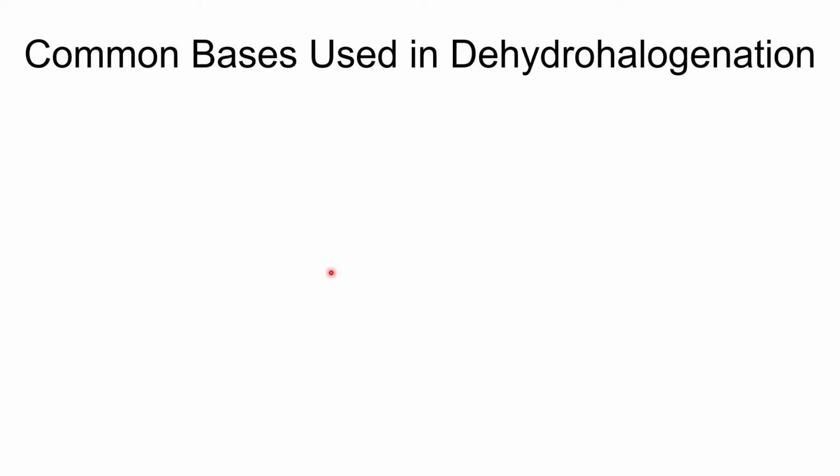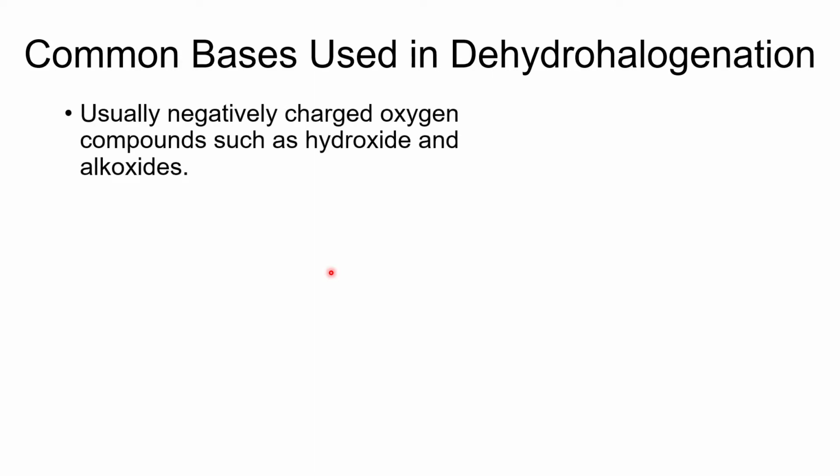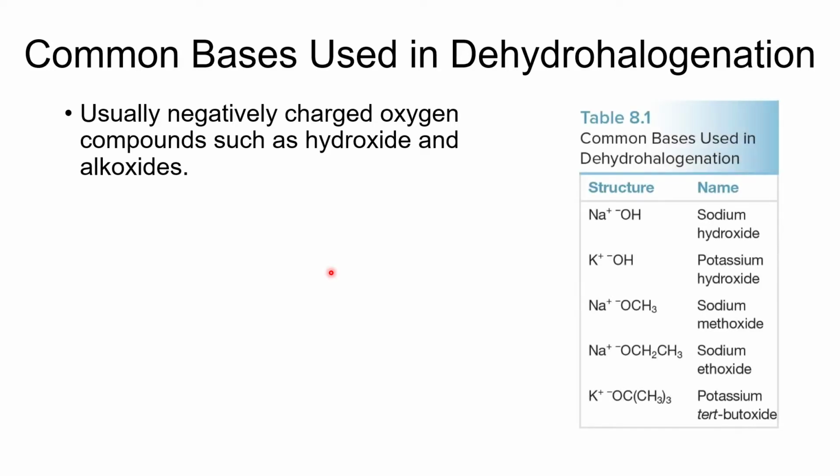So here are a few of the common bases that are used in dehydrohalogenation. They're typically strong, negatively charged oxygen compounds like hydroxides and alkoxides. And when I say strong, I mean strong bases. Here are a few of those. So sodium and potassium hydroxides are favorites because they are quite affordable. Sometimes alkoxides are going to be a little bit preferred because of solubility issues.